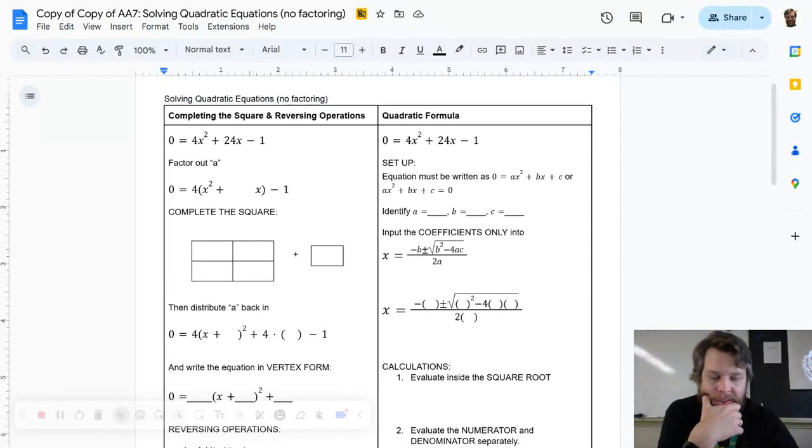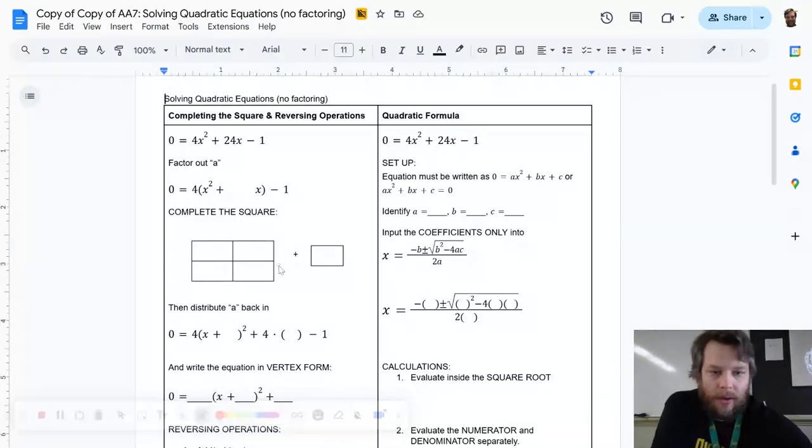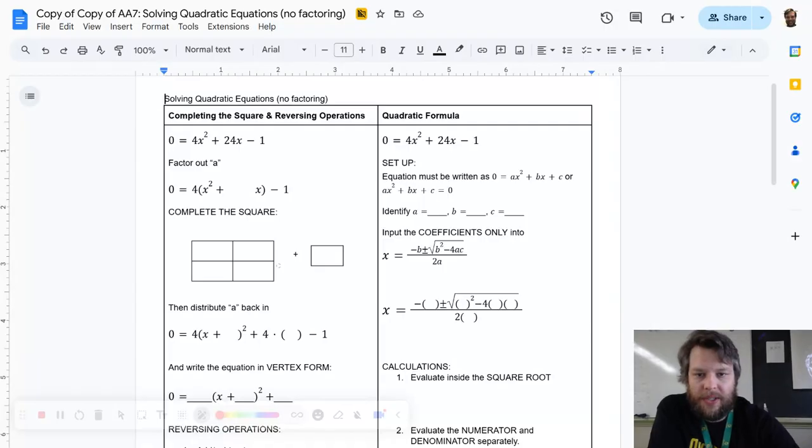Alright, so here we've got an example, sort of fill-in-the-blank guided notes comparing completing the square and doing the quadratic formula. I'll go through it all on the completing the square side, and then I'll go back and do the quadratic formula. So we're looking at this equation here.